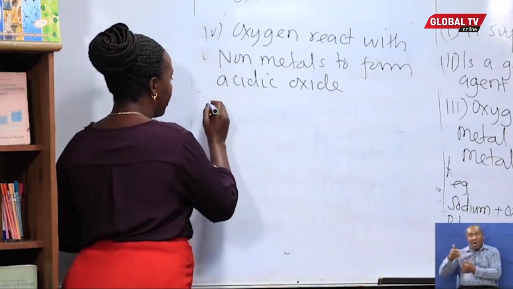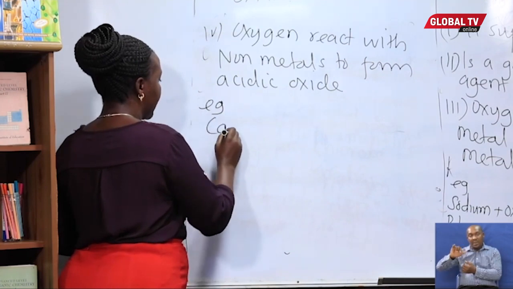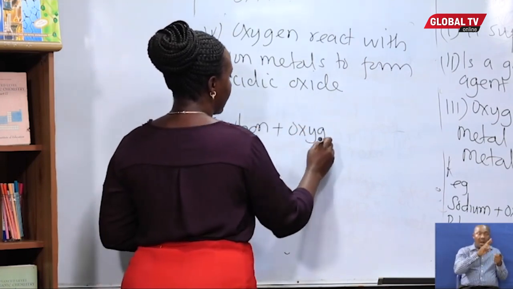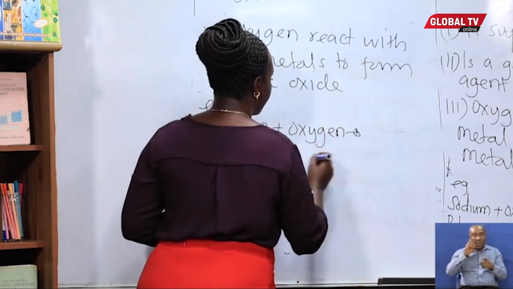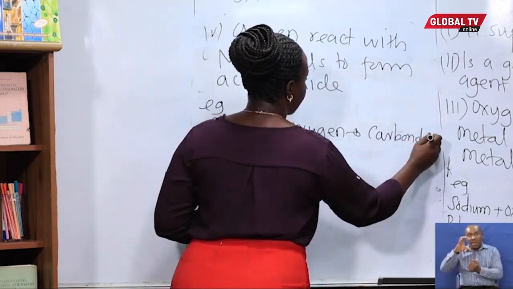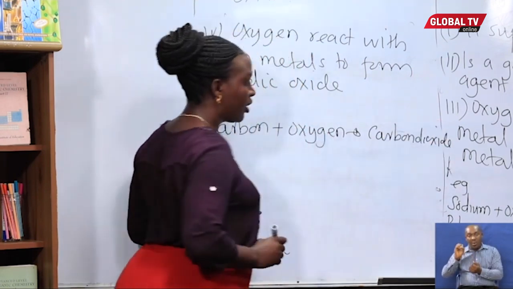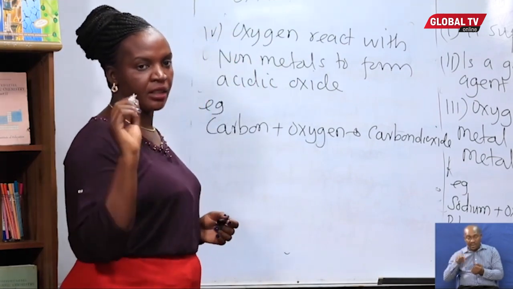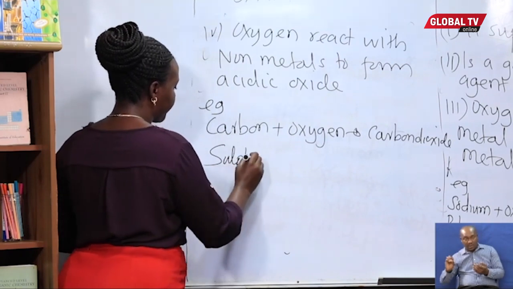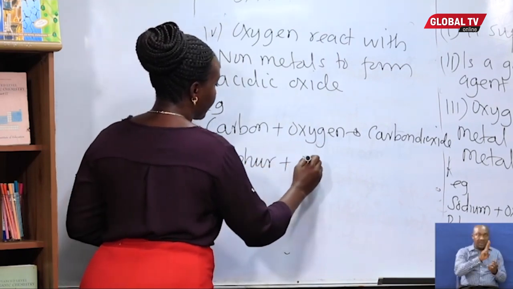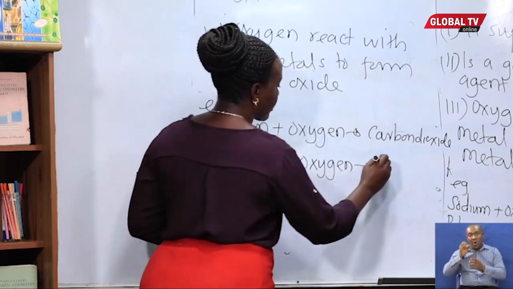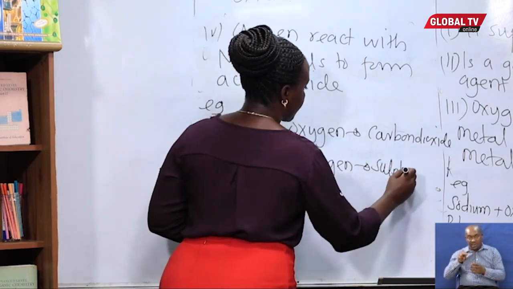For example, carbon reacts with the oxygen, and once they react, they produce carbon dioxide. This is acidic oxide or non-metallic oxide. Example, sulfur reacts with the oxygen. Sulfur is also a non-metal, to produce sulfur dioxide.